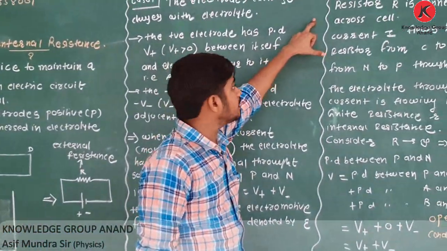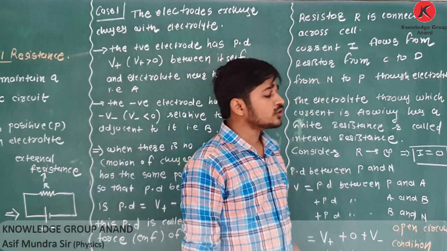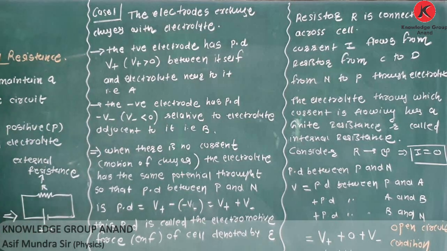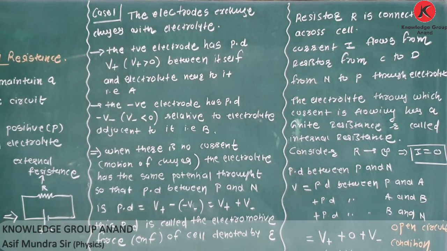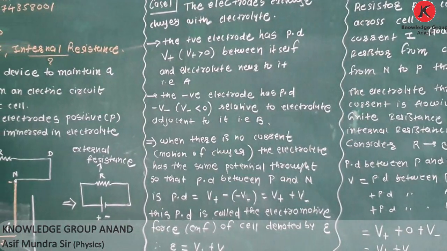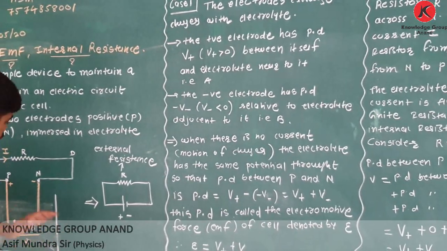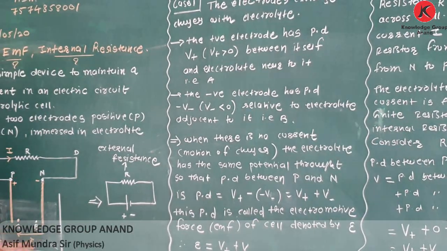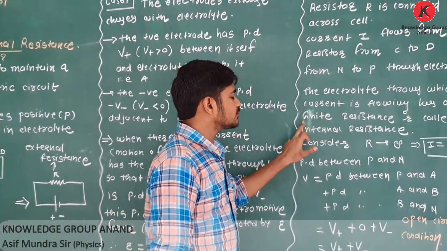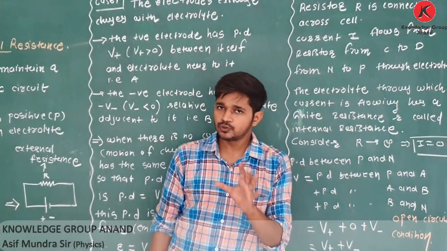So see how we can write. Resistor R is connected across the cell. Current I flows through the resistor from C to D and through the electrolyte from N to P. Now, this chemical cell always has some finite resistance due to its material. The electrolyte through which current is flowing has a finite resistance r, called internal resistance, due to its material.